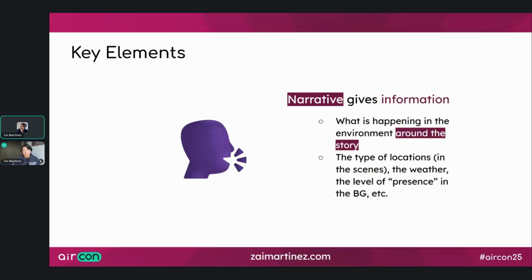So the narrative, the script, gives information about the weather, about the level of presence in the background. Maybe the script talks about a hospital, but do we know which type of hospital this is? Is it an empty hospital? Is it a haunted hospital? Is it the trauma section of the hospital where everything is busy and machines are beeping like crazy? So we need that information to communicate the narrative better.